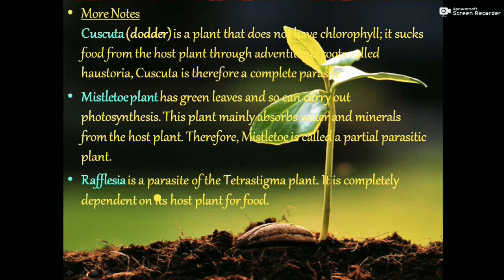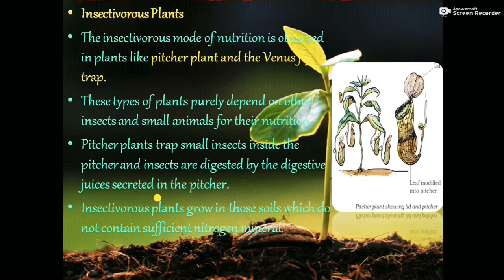Now, partial parasite. In this type of parasite, they depend on the host cell only for minerals and water. They can make their own food by the process of photosynthesis. An example of this type of parasite is the mistletoe plant.